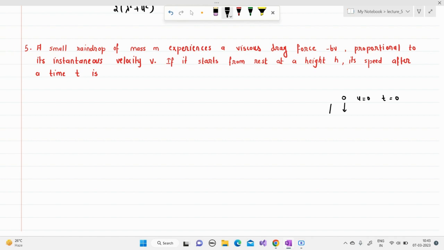So its net acceleration is downward and air resistance is upward. This is air drag. We can call it drag or air resistance, both are the same thing. This is gravity and this is net acceleration. Okay, so these many things are given. So let's try to do it. m dv by dt is equal to mg minus bv, as it is given here as bv, so let's write bv.